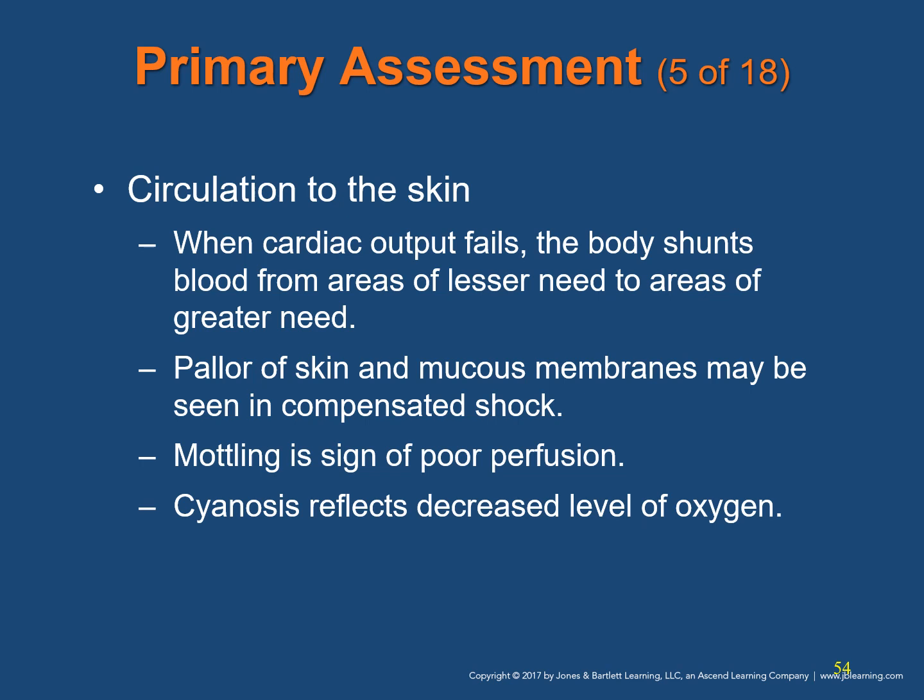Circulation to the skin. When cardiac output fails, the body shunts blood from areas of lesser need, such as the skin, to areas of greater need, such as the brain, heart, and kidneys.